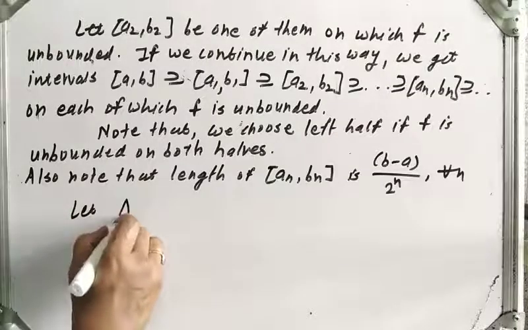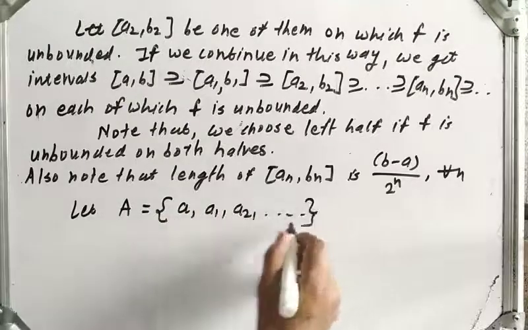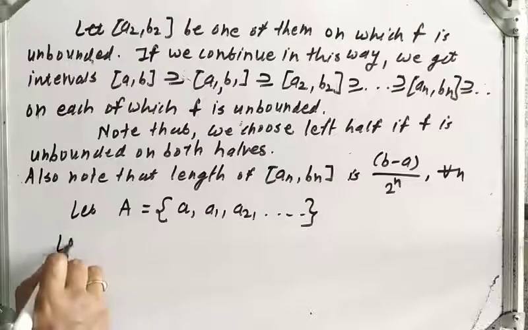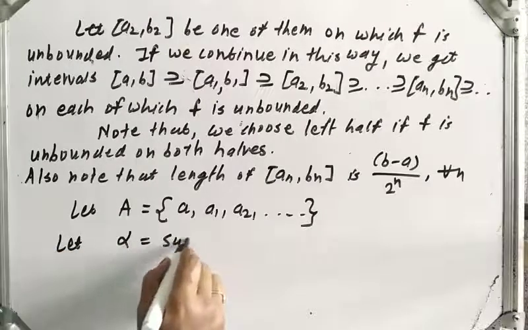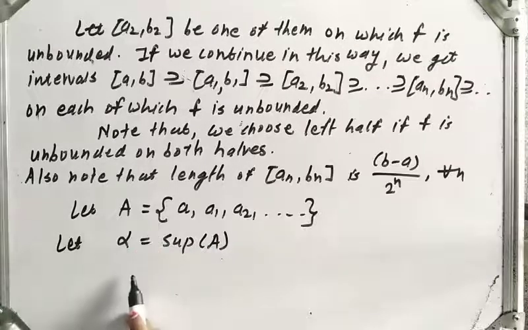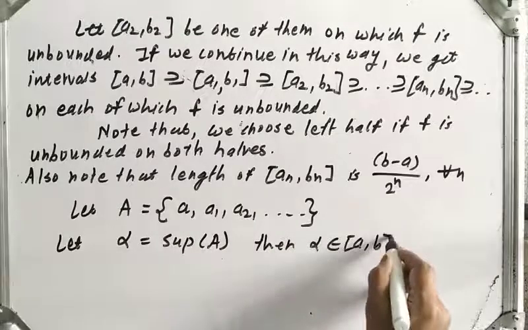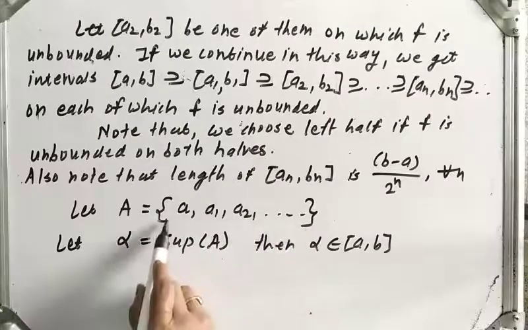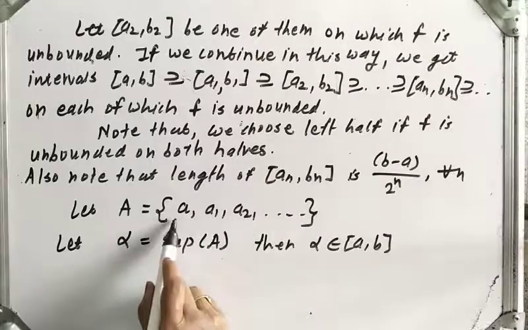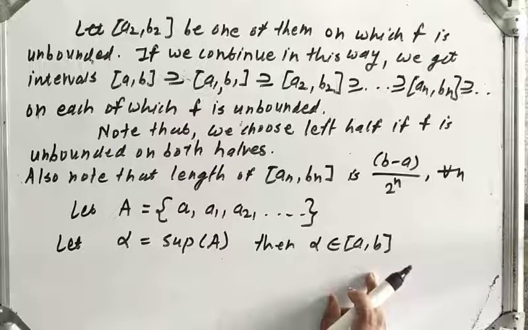Now let us construct a set A, which is a, a1, a2 and so on. We are taking only the left points of the subintervals. Let alpha be the supremum of this set A. Alpha is the supremum of A, so definitely alpha belongs to the interval a to b. Alpha is nothing but the limit of these points, and all these points are contained in the closed interval AB. Therefore, alpha belongs to the closed interval AB.